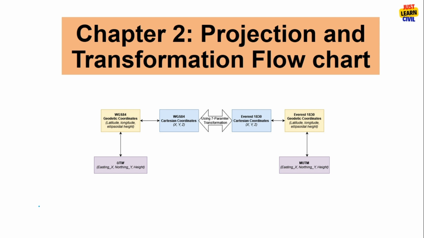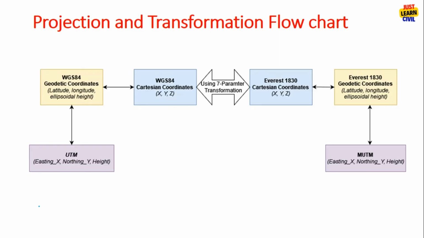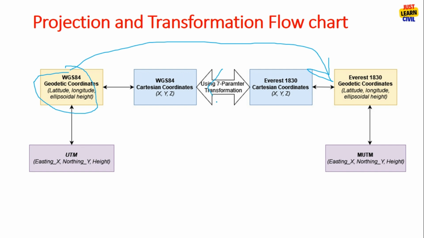Chapter 2, Projection and Transformation Flowchart. So this is the flowchart we will be using throughout our tutorial and throughout the uses of the software. If you have WGS coordinate and you want any local datum coordinate, for example, we have used Everest 1830, then what you need to do is use the transformation module. The transformation can be of various types. We will be using 7 parameter transformation.